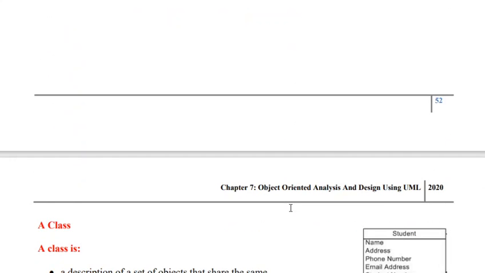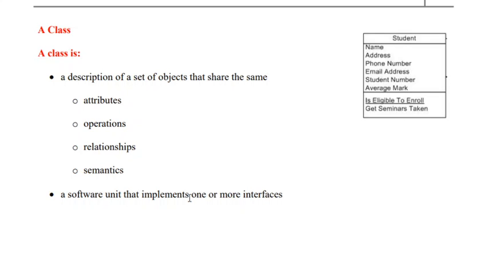Now, let us try to understand what a class is. A class, as we have already studied, is a description of a set of objects that share the same attributes, operations, relationships, and semantics. So these are the important characteristics that define a class. So a class is a collection of objects that share the same attributes, operations, relationships, and semantics. A class can be defined as a software unit that implements one or more interfaces.